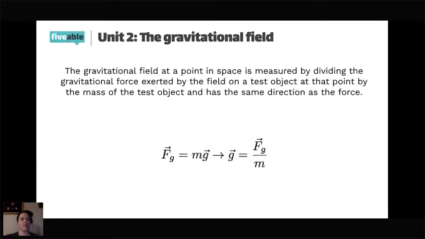Similarly, you can find the gravitational field at any point in space by looking at the force and dividing it by the mass of some test object at that point. In other words, you can take F equals mg and rearrange the equation. So g is your gravitational field. You can measure the force and divide it by the mass of the object that you're measuring the force on.